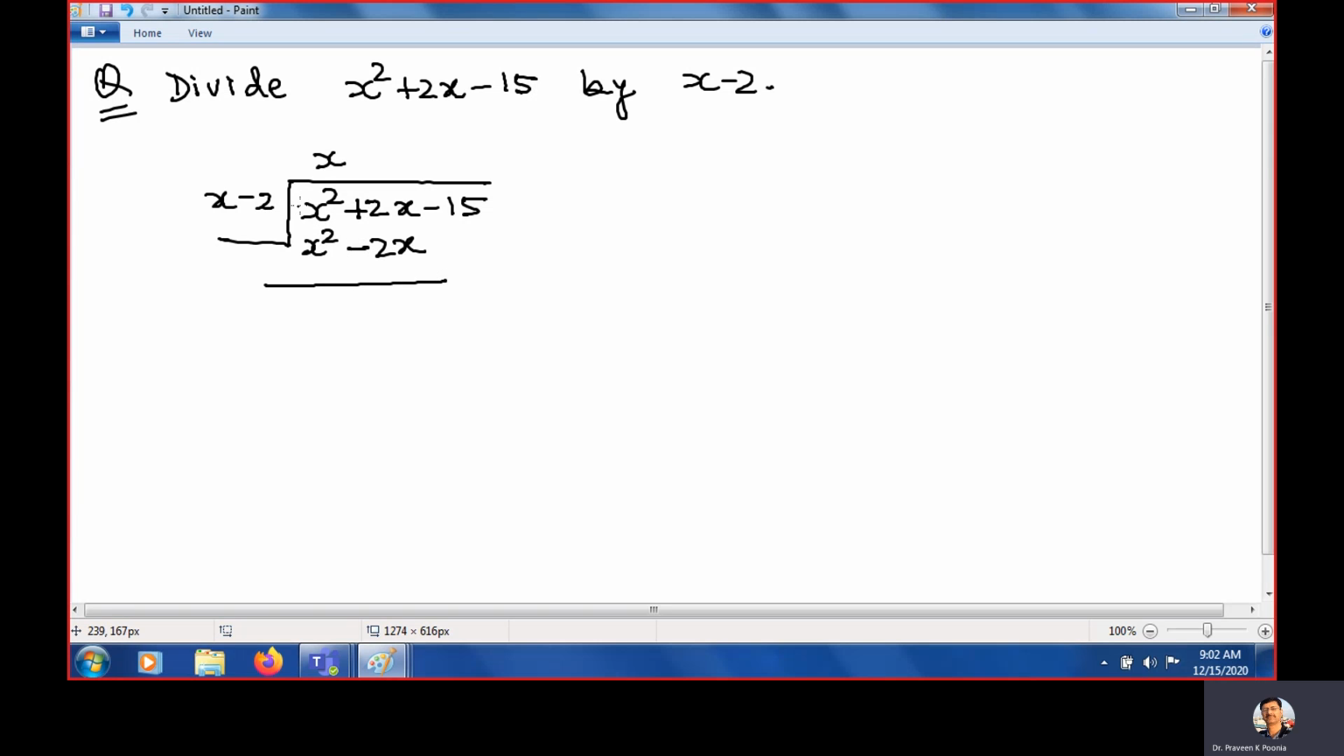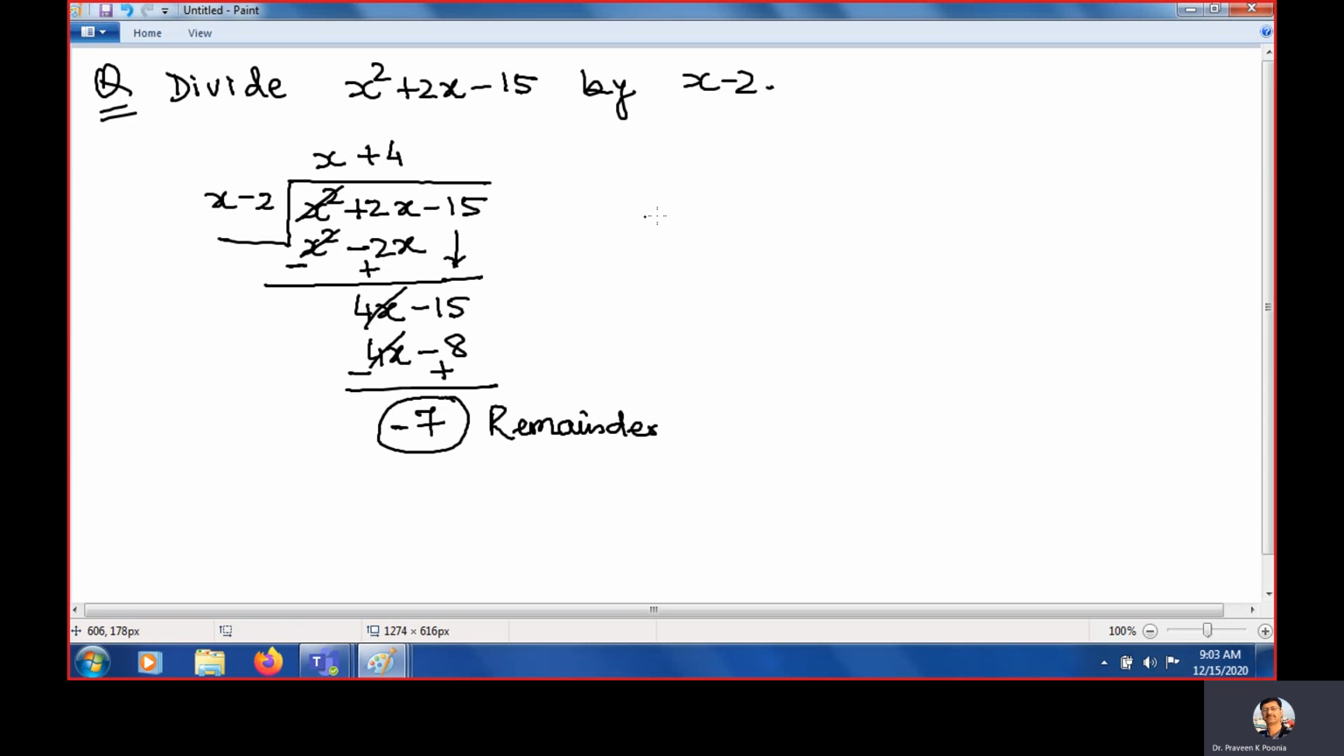Now we always subtract. Subtract means because we keep same sign here, plus will change into minus and minus will change into plus. So x square minus x square, this is cancelled. 2 plus 2, now it is 4x, because here plus 2, here plus 2. Now we will bring this 15 down. 4x minus 15. Now x is here. We need to multiply a term such that it becomes 4x. So it is plus 4. So 4 into x is 4x, minus 4 times 2 is 8. Now subtract again. This minus will become plus. So how much are we getting here? Here we are getting minus 7. This minus 7 is the remainder.